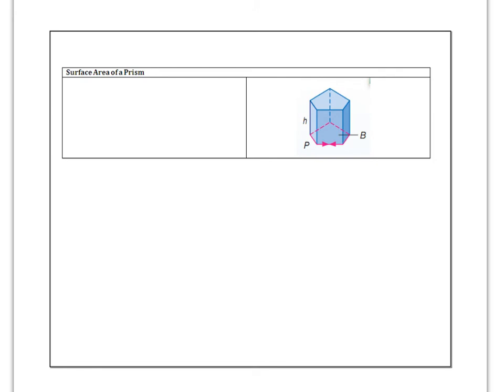So surface area, the formula goes perimeter of the base times the height of the object, just like lateral area, but then add 2 base areas. And again, I'm using a capital B on purpose. P stands for perimeter of base.